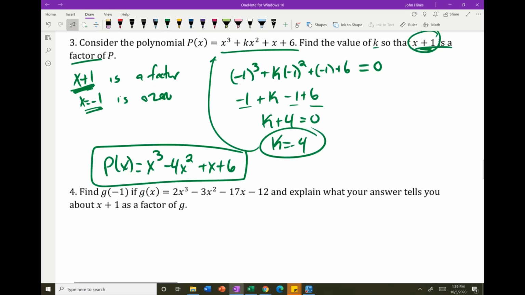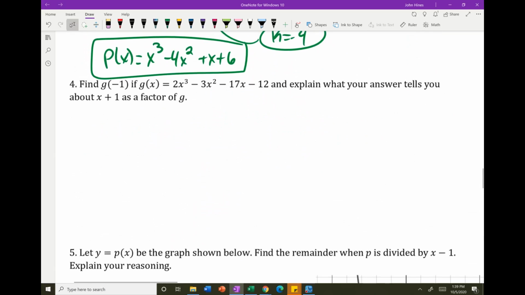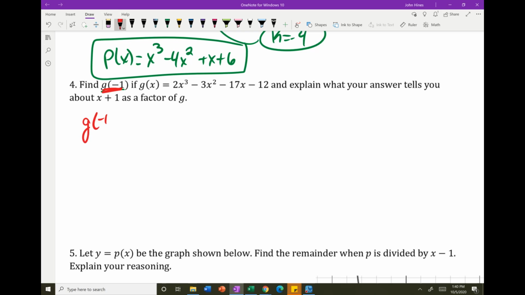Two more and we'll be done with this whole remainder theorem nonsense. So find g of negative 1. Well, how do I find g of negative 1? I plug it in. 2 times negative 1 cubed minus 3 times negative 1 squared minus 17 times negative 1 minus 12. And at this point, you just type that all into a calculator.